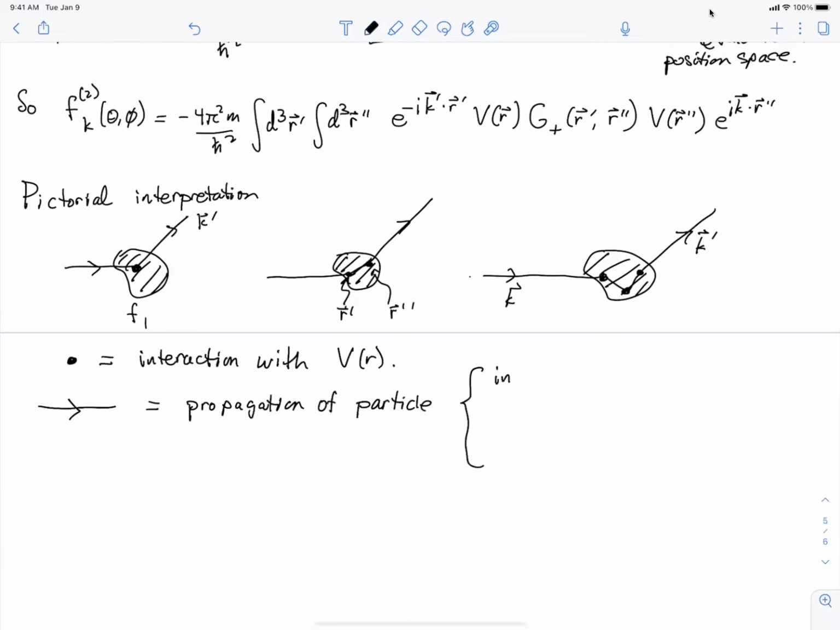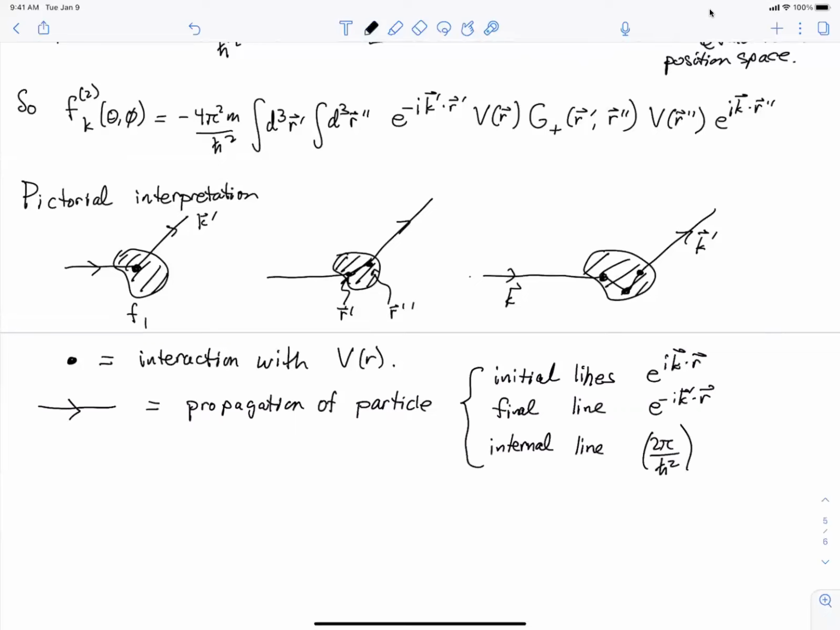For initial lines, I always put a factor of e to the i k dot r. For the final line, I put e to the minus i k prime dot r. And then for any internal line, I put a green function. So that's really a factor of 2 pi over h bar squared times the green function between the 2 points that I'm integrating over. So I can call them r1 and r2, like so.